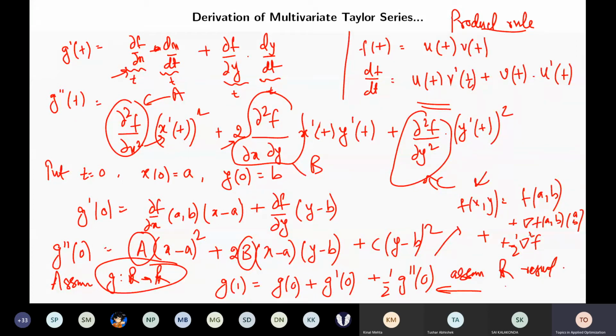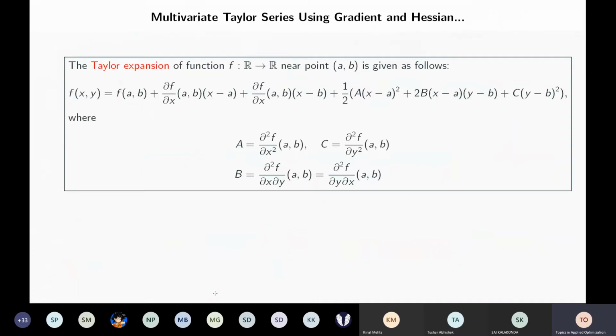So this is the proof of Taylor expansion in the multivariable case, assuming that the Taylor expansion is known in the single variable case. This is the idea behind the Taylor expansion. These are the same things that we got before. A, B, C are exactly the same as what I have derived just now.